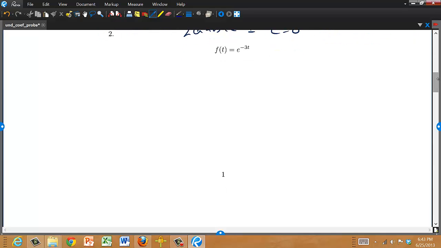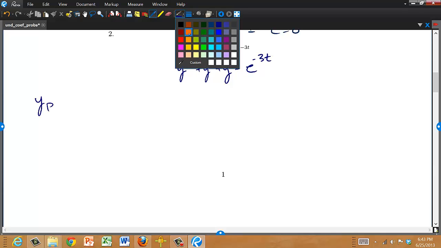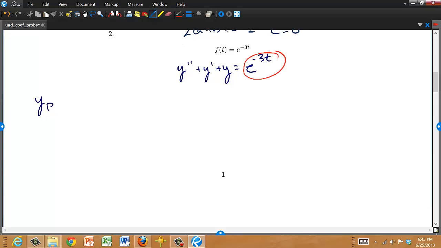Alright, let's go ahead and try another problem. In this problem, I would like y double prime plus y prime plus y to be e to the minus 3t. Again, we're looking for just one solution, yp. We'll take a look at the right hand side of the ODE and say, aha, it's an exponential function with coefficient -3, so we'll guess that our solution is also an exponential function with coefficient -3. So we'll guess that yp is a times e to the minus 3t.